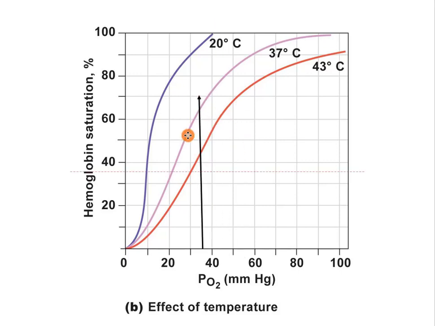Now, shifting the curve to the left, what happens when things cool down? Metabolic rate slows down. Therefore, there's less of a requirement for oxygen. Therefore, hemoglobin's affinity for oxygen will increase.